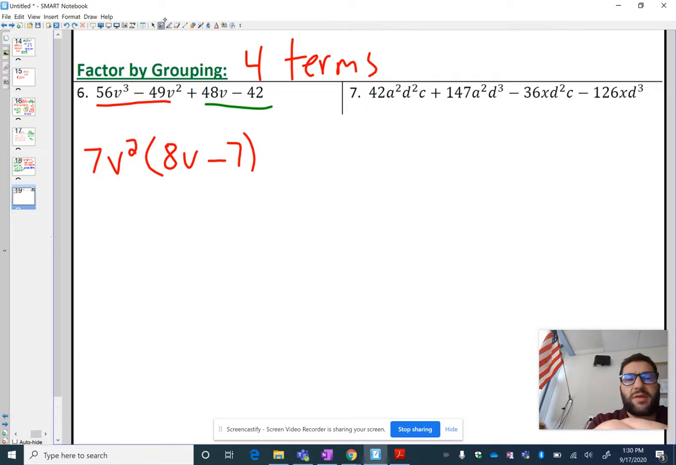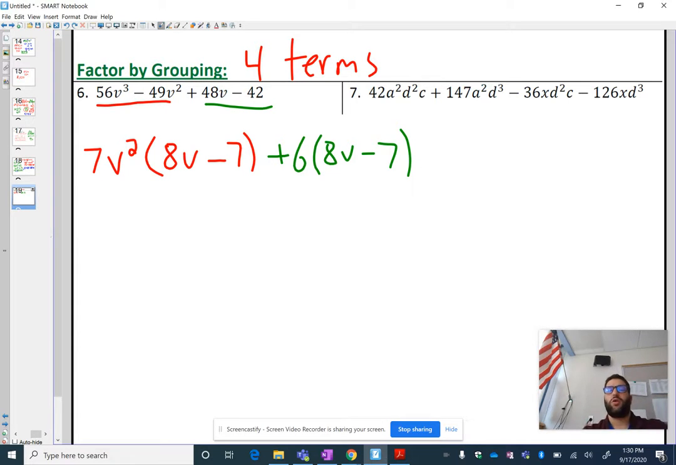Now, let's focus on the second part. What do they have in common? Well, they don't have a v in common, but they do have, let's see, 48 and 42 are both divisible by 6. So I can pull out a 6, leaving me with what? Let's see, 8v, that gets me back to the 48v minus 7.